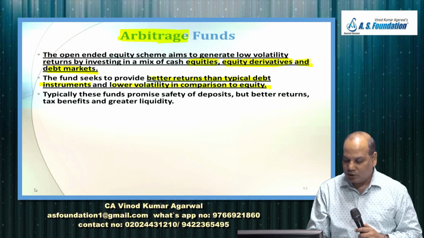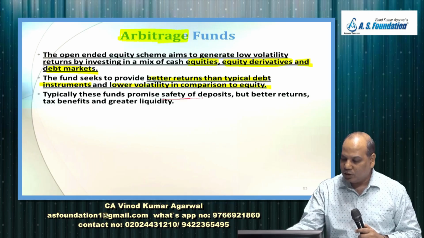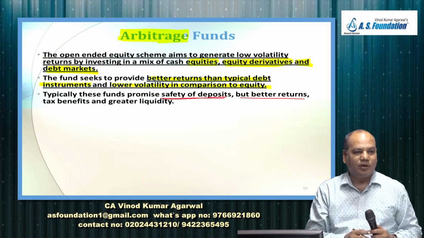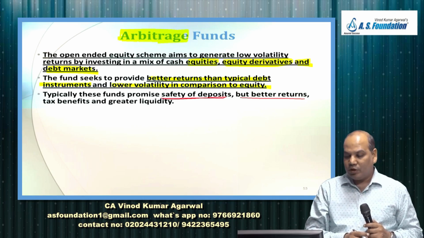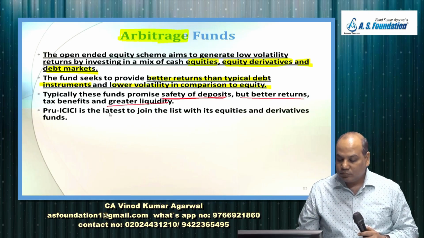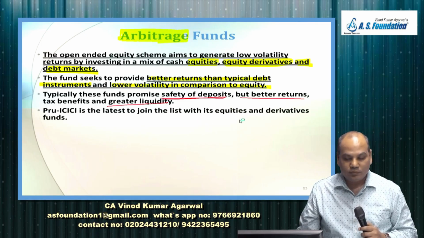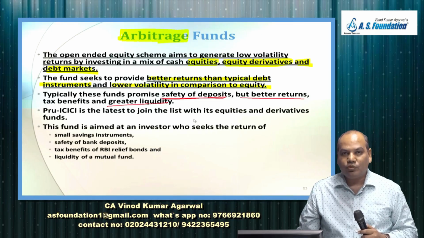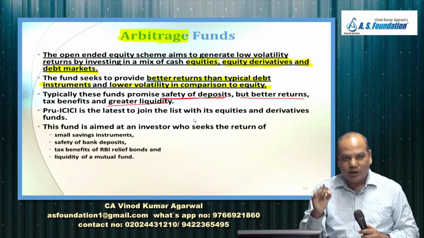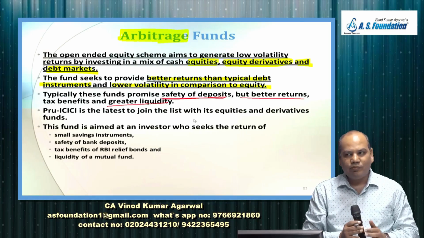Okay, so you will say, why can't we invest in bank FD only? You can, but arbitrage funds will give you more return than a comparable bank FD or government security, and it also gives you liquidity. Anytime you can sell. Then there is a company called Pru ICICI, the latest to join the list with its equity and derivative fund. You can just go to some website like moneycontrol.com and type any particular fund that you want to know about and you will get it.